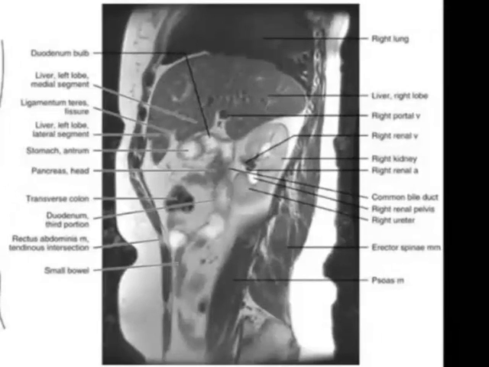The transverse colon is that air-filled structure in the anterior middle of the abdomen. The small bowel is seen inferior to that.